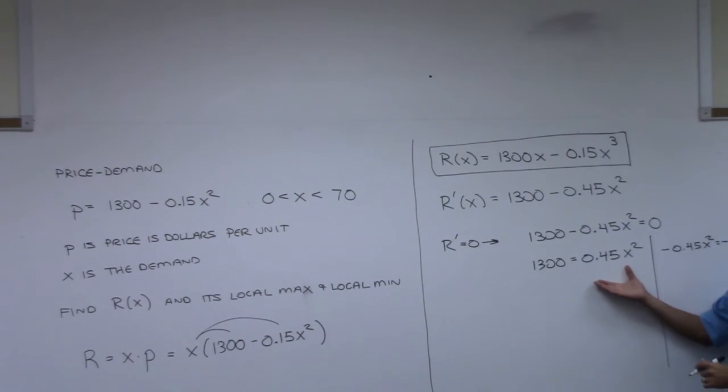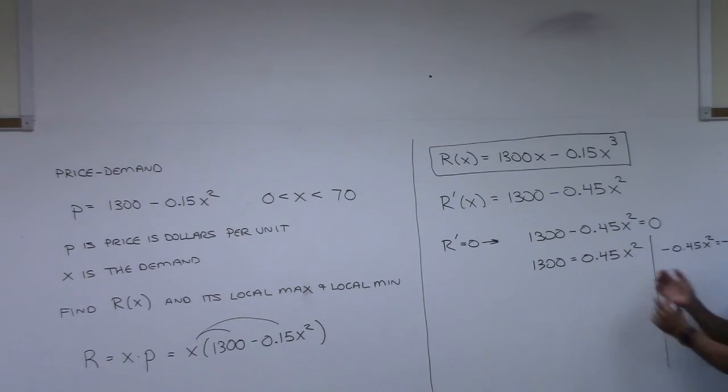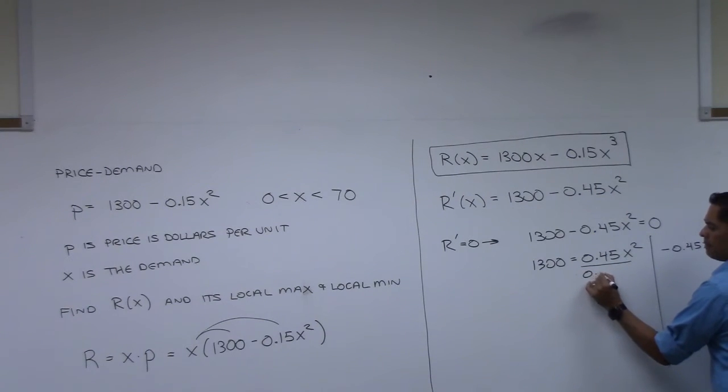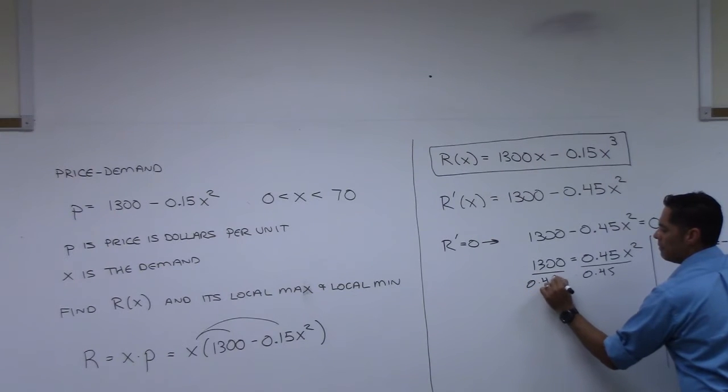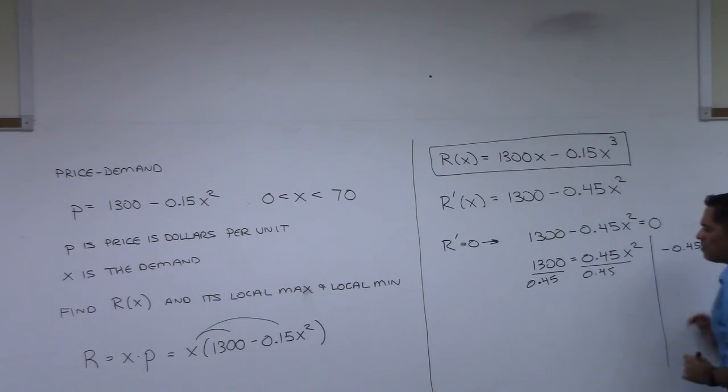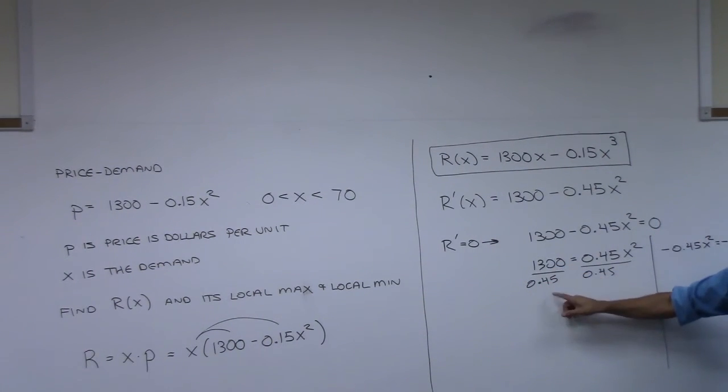What would I do here? I'm trying to solve for x. Divide by this, right? And then divide this side by the same thing, 0.45. So I need someone on their calculator to do 1,300 divided by 0.45.